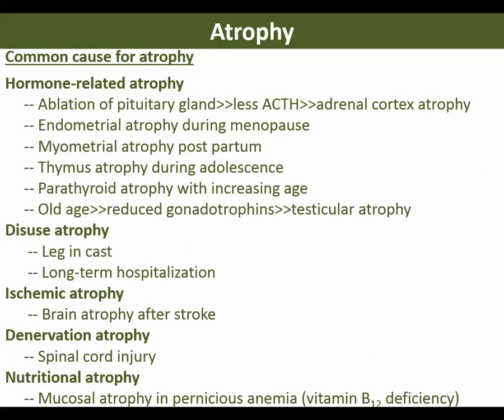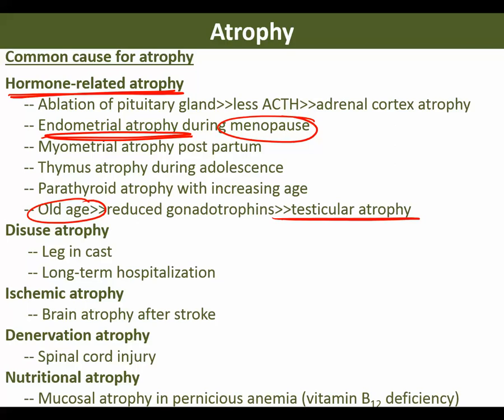If there is no hormone, the organ will go for atrophy. Example, menopause. In menopause, the endometrium goes for atrophy. Likewise, in the old age, the testis goes for atrophy. Disuse atrophy means, for example, if the person is hospitalized and not moving, then the leg and all the limbs will go for atrophy.